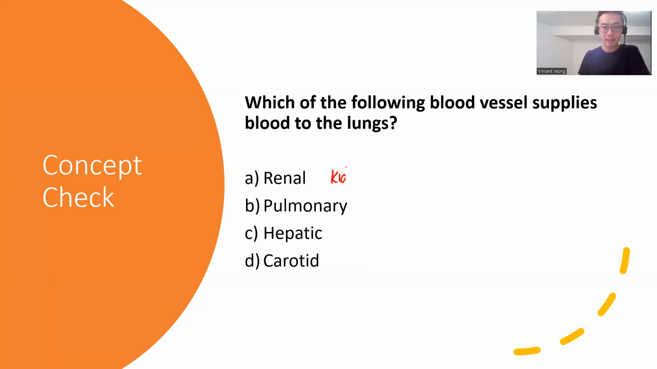Renal is kidney. It's in the table, but I just want to write it down for you. Pulmonary is lung. Hepatic. Anybody remember hepatic? Liver. Liver, that's right. Hepatic, right? And carotid. Heart. Brain, head. Head. Yeah, head.